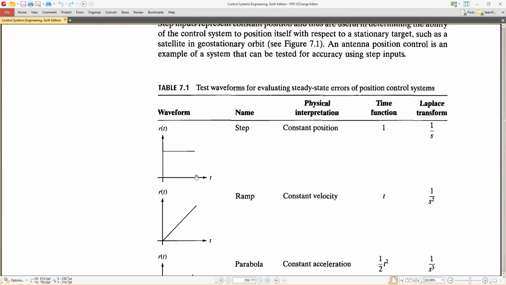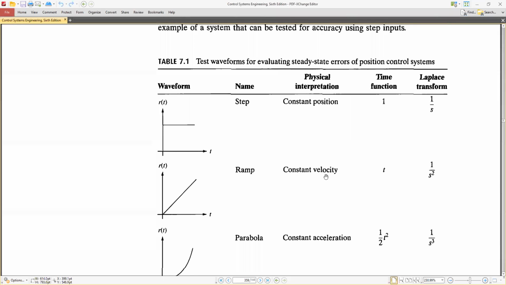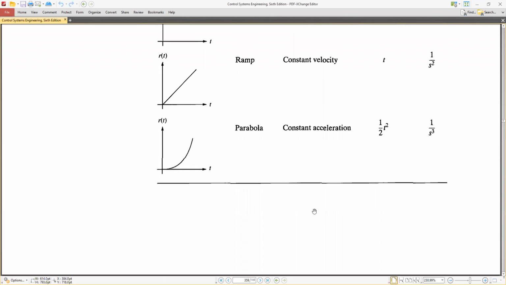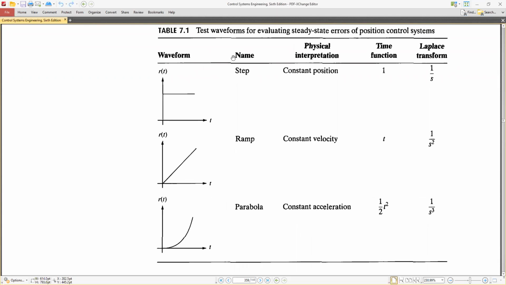That is the step input. In the step input, physical interpretation, constant position, time function 1, Laplace transform 1 by s. Ramp, constant velocity, time function t, Laplace transform 1 by s square. Parabola, constant acceleration, half t square and 1 by s cube. So remember this table. Test waveforms for evaluating steady state errors of position control systems.